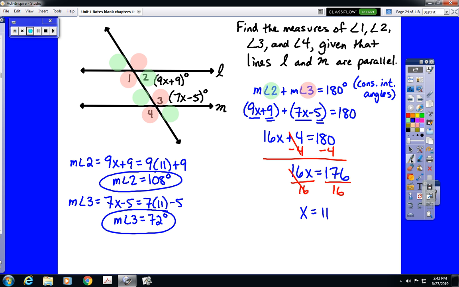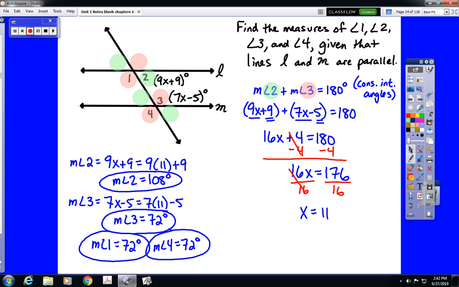All right. So then we just have to ask ourselves, well, what about angles 4 and 1? Well, 4 and 1 are both pink, which means they have the same measure as the other pink angle, angle 3. So angle 1 is 72 degrees, and angle 4 is 72 degrees. And that is how we approach parallel lines and transversal problems.